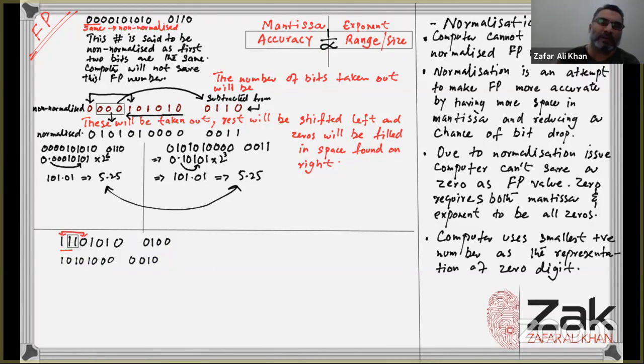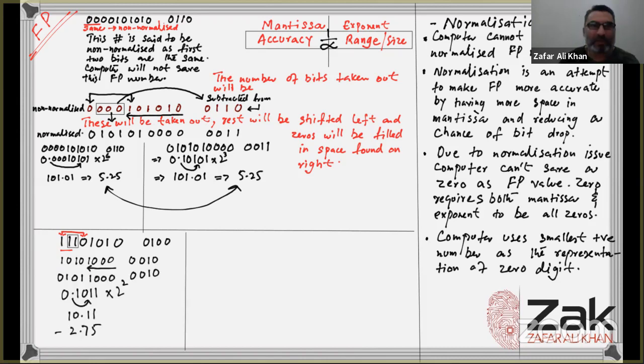Now let's convert it to the form that we know of. First we will keep the exponent the same, and the first bit in the mantissa we will keep the same and toggle the rest, and then we solve it as usual. So first we normalized it, we solved it as a positive number, and then we found that it is 2.75, and we will put a minus sign over here since the original number was negative. So this is negative 2.75.